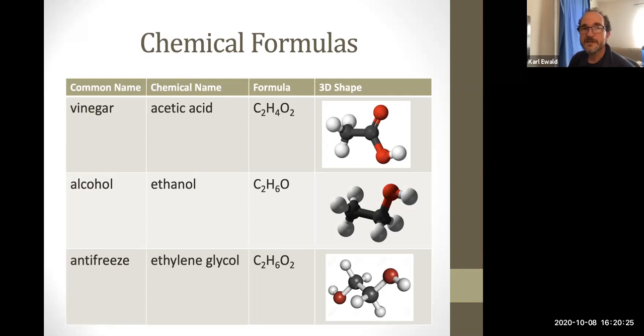If we look at these three chemicals, vinegar, alcohol, and antifreeze, you'll see that there's not only a common name, a chemical name, and a formula, there's actually a 3D model, a 3D shape of that chemical. If you look at vinegar, you have three hydrogens that sit out and are attached to this little dark atom that is the carbon. Then you have two red atoms, which are the oxygens. One of those is bound to the carbon, the other one is bound to the carbon and has a hydrogen on the side.